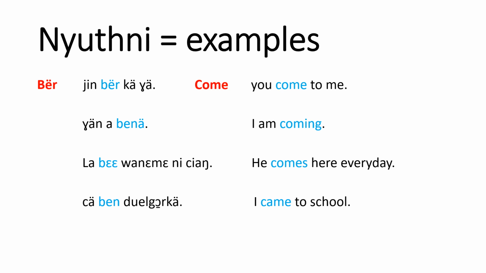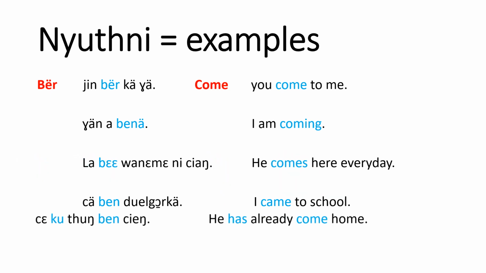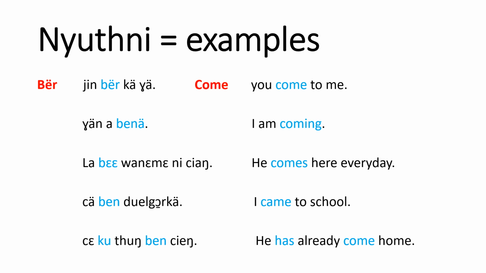The fourth one, rather, is Chabendwel Gorka. Chabendwel Gorka means I came to school. Chakutung Benchang means he has already come home.